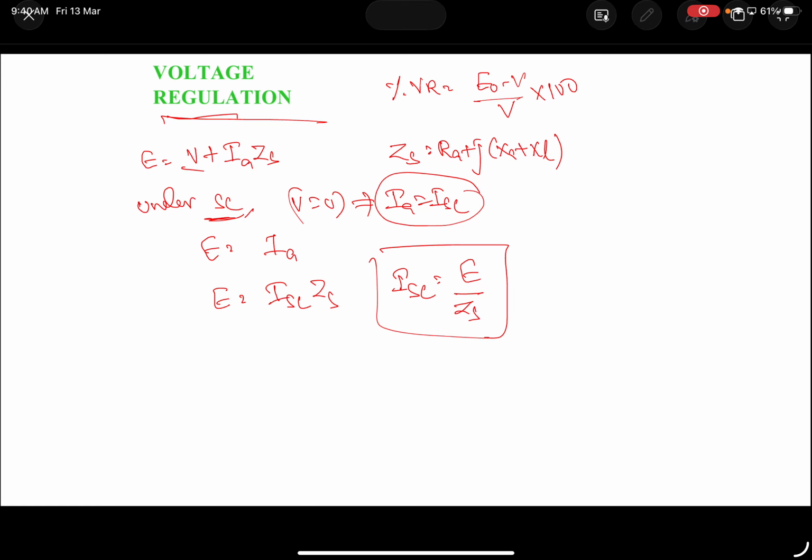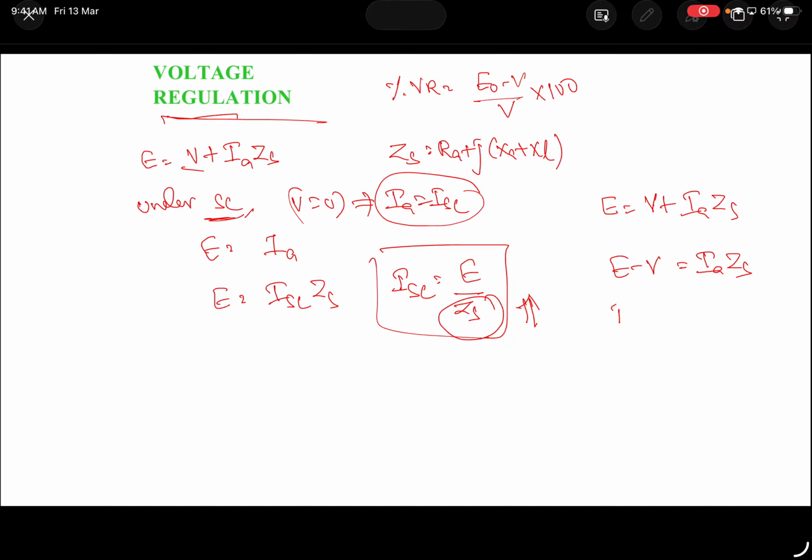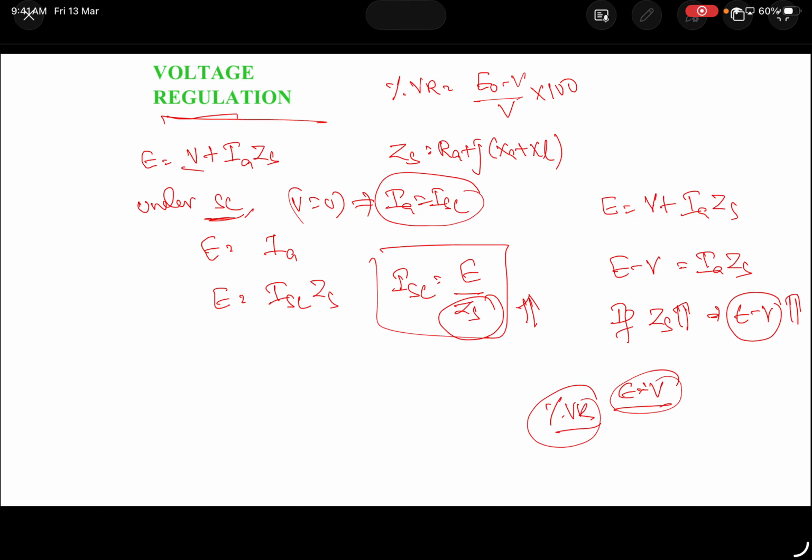So always we want the short circuit current to be less. For this, we want the synchronous impedance to be more here. There is one more equation. We already wrote E equal to V plus IA into ZS, or else E minus V equal to IA into ZS. So if ZS increases, then E minus V also increases. This E minus V concept is there in the percentage voltage regulation.